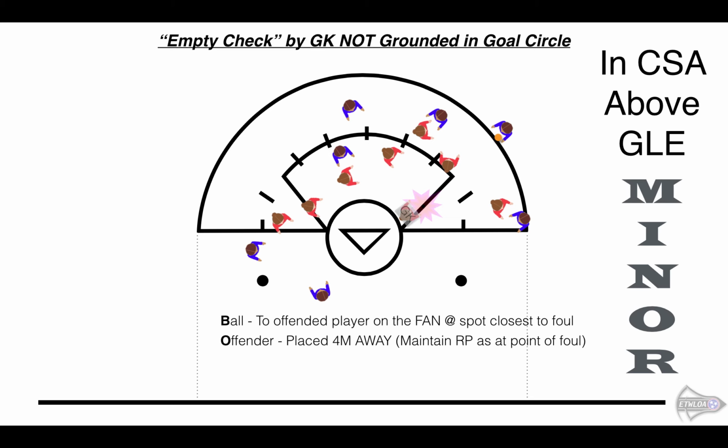The offender, in this case the goalkeeper, since they're not grounded in the goal circle and can't return to the goal circle, will be placed 4 meters away, maintaining their relative position that was in effect at the point of the foul. In this case, they'll be in front of the free position shot between the goal and the free position. And all others will be moved 4 meters away from the free position as well.